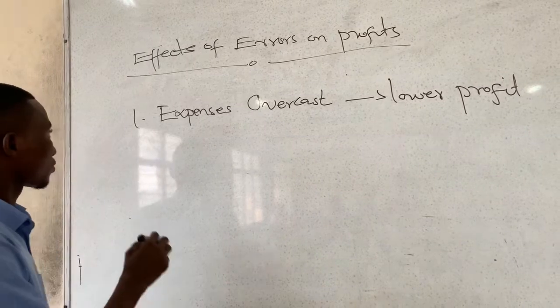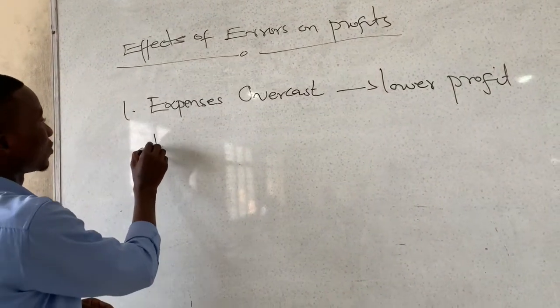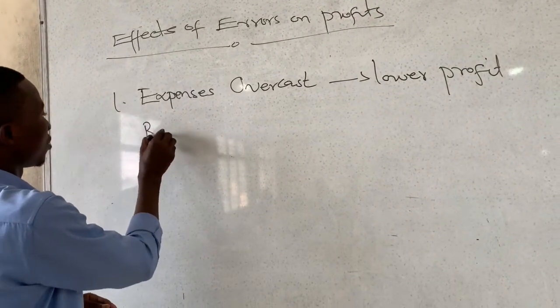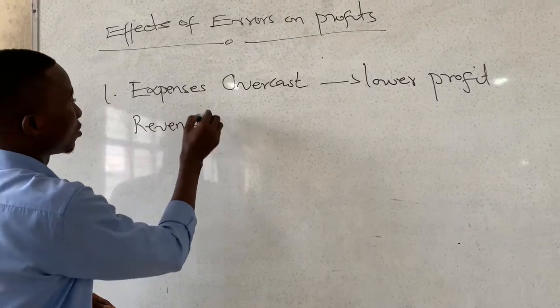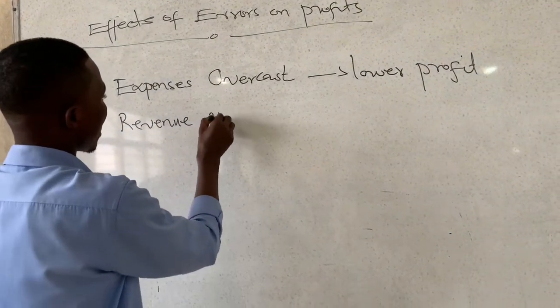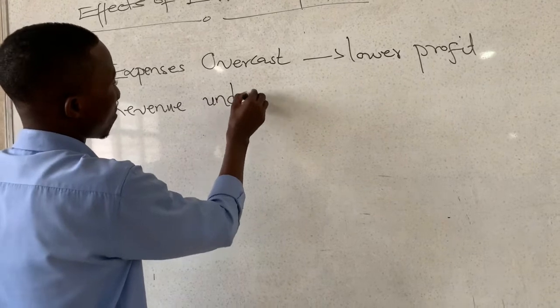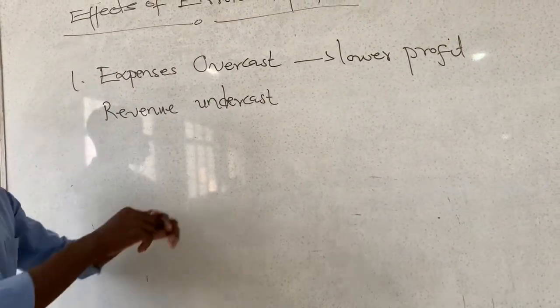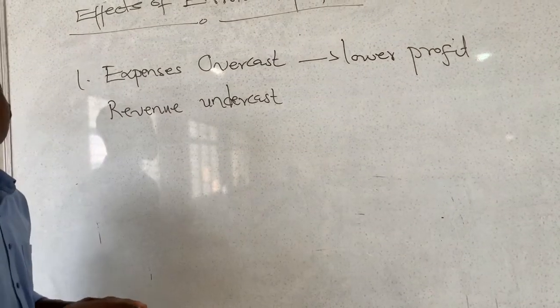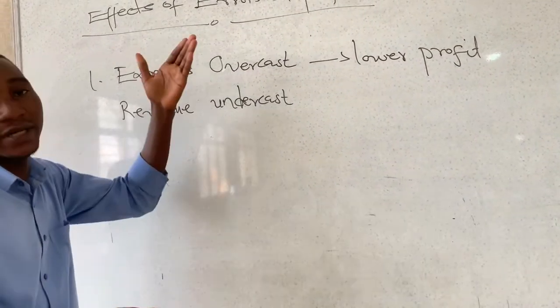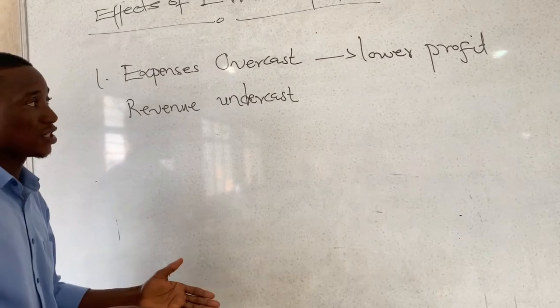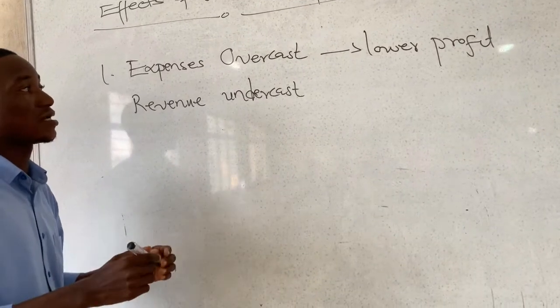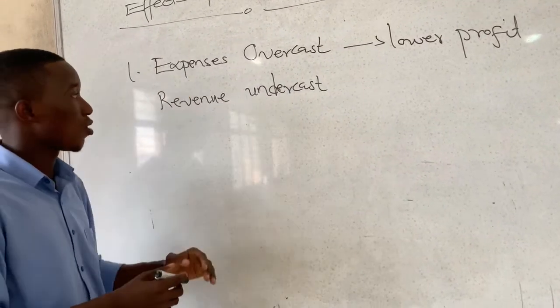Is that okay? So let's also consider revenue undercast. The reason why I'm talking about overcast and undercast is that all the 12 errors I've talked about, it will either lead to either an overstatement or an understatement. Okay, if you critically analyze it, it will either lead to overstatement or an understatement.